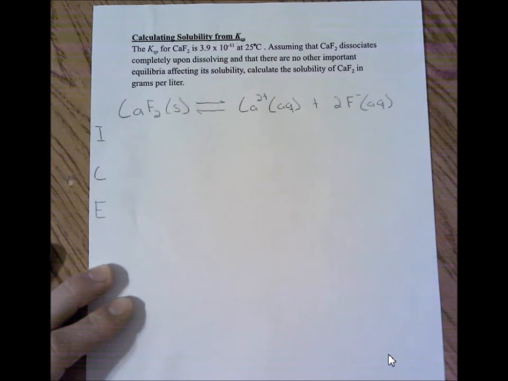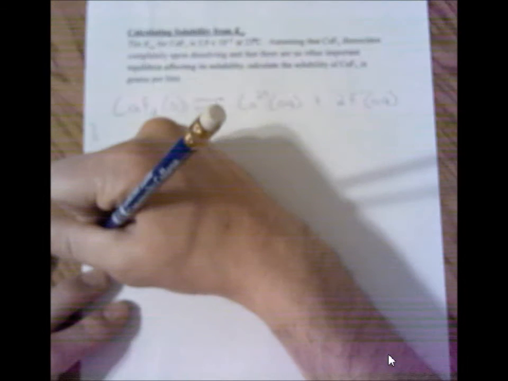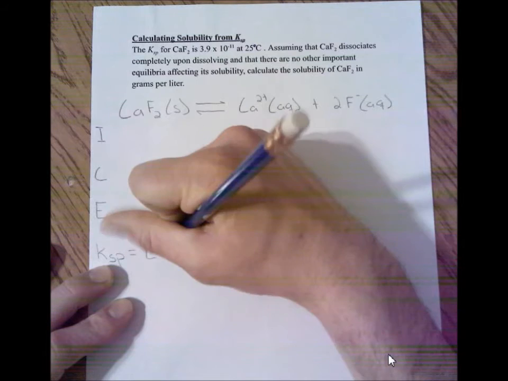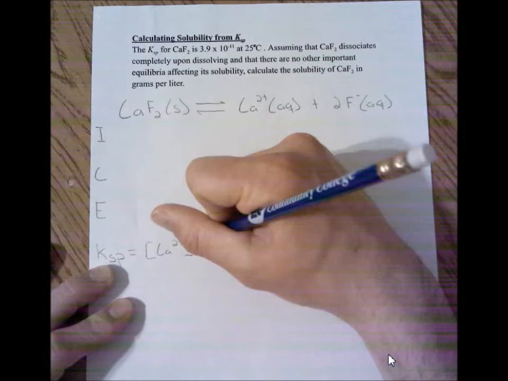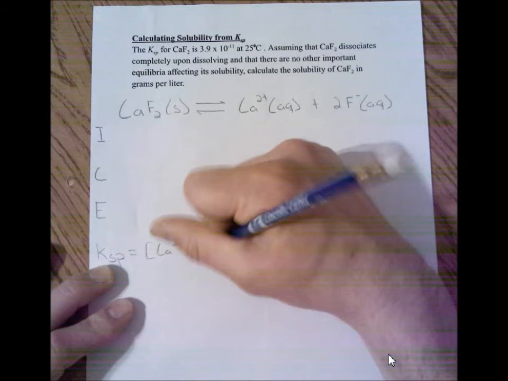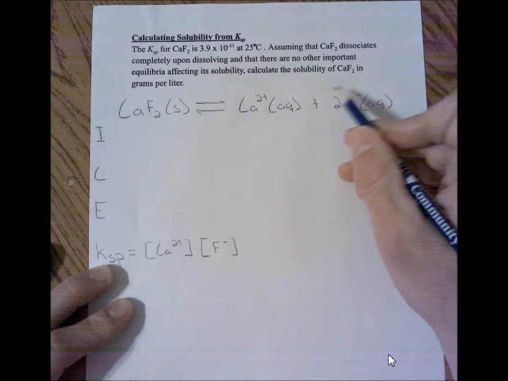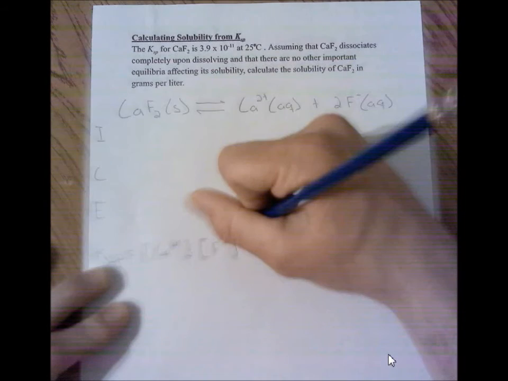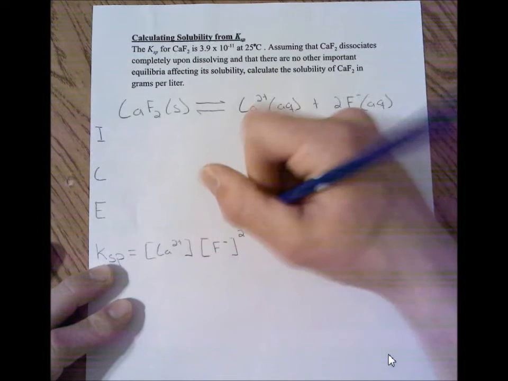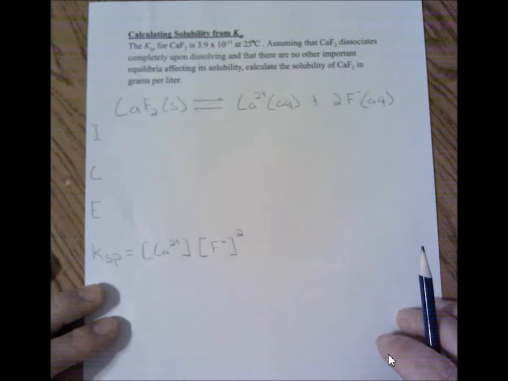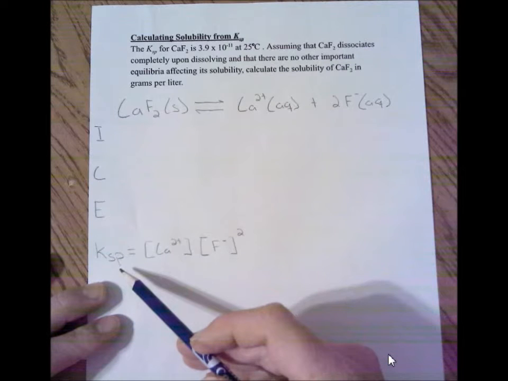So my KSP is going to be equal to my calcium ions, Ca2+, the concentration there, times the fluoride ions, F minus, and it's important here, stoichiometric coefficients matter, and we're going to raise it to this particular power. Now, all I'm given in this expression right now is my KSP. I don't know these two values. So let's think about this.